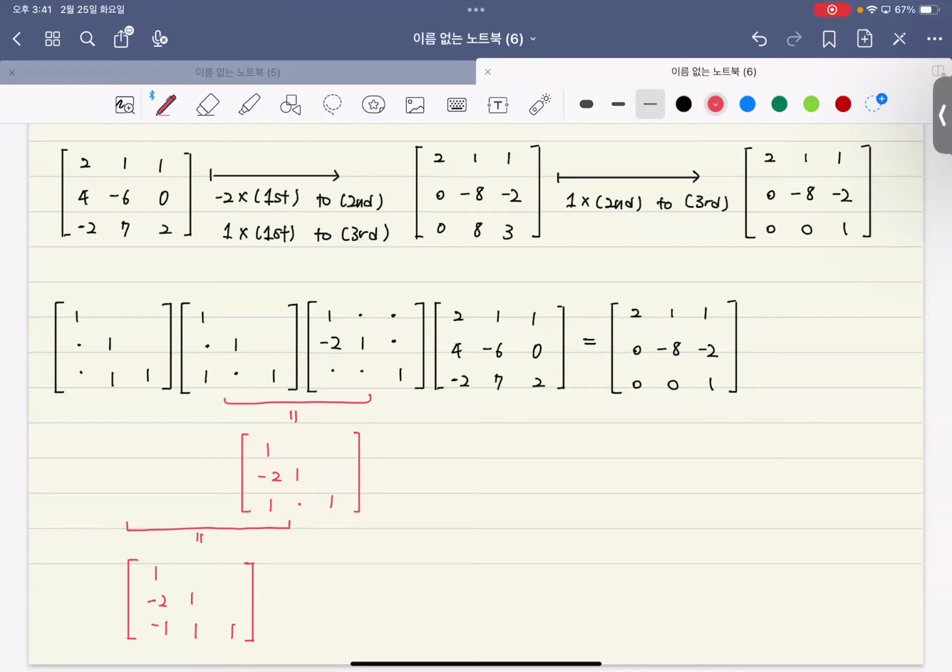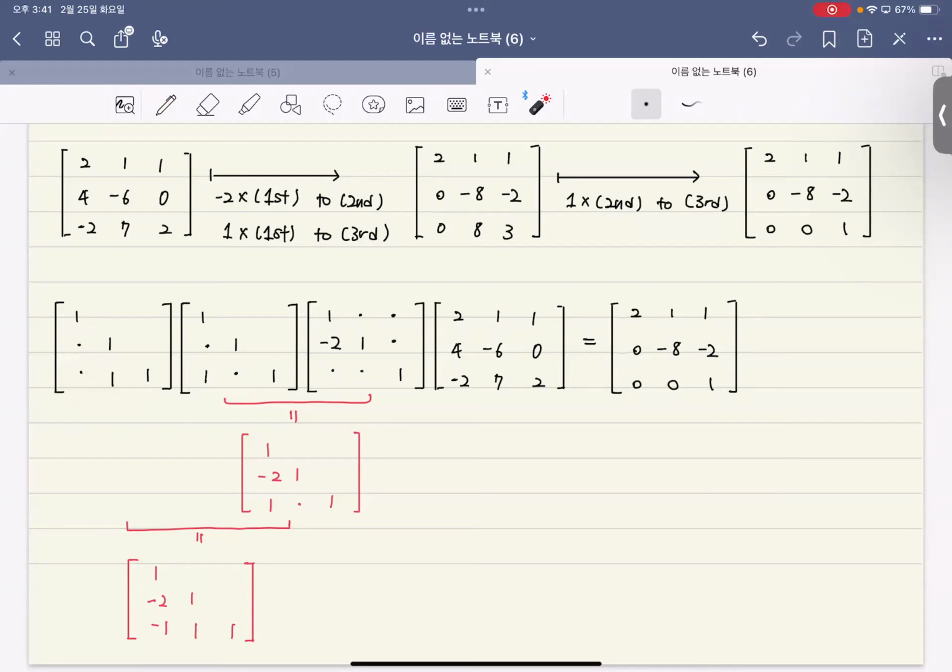Okay. This one must be the result of multiplying these three elementary matrices. Right? Okay. Yeah. Why minus 1? Why minus 1 here? Yes. Oh, because I have 1 in the third row and second entry.